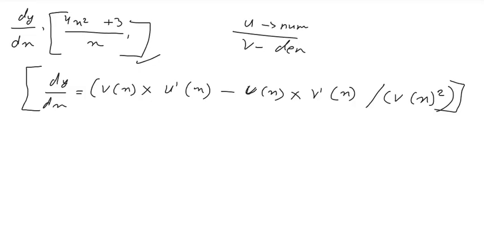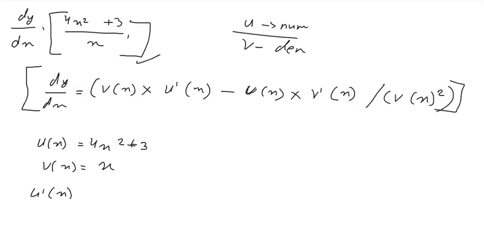So solving it, here given u of x is equal to 4x² + 3 and v of x is equal to x. Now moving further, the calculation: we first have to find u dash x, so we are going to differentiate u of x.